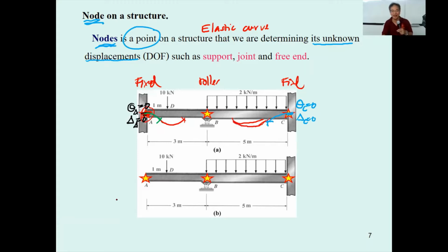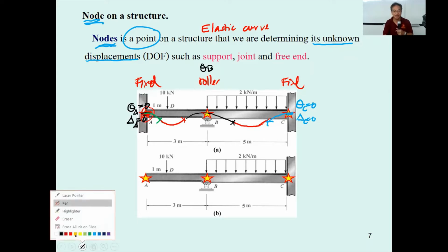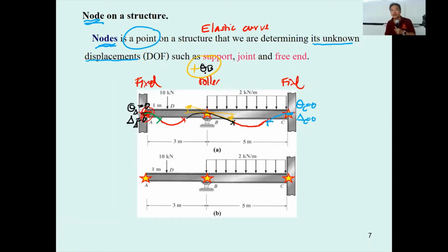Let me erase this one for the bad drawing, and then you will have this one as the deformation. So what about this one? You will have theta sub B over here. If you draw a horizontal line, this horizontal line will change to this line, and then you have the rotation like this. This is going to be the clockwise rotation called theta sub B. The clockwise rotation is positive.